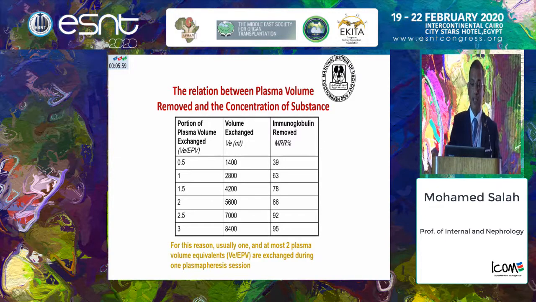The relationship between plasma volume removed and the concentration of substances: at 0.5 of plasma volume, with volume exchanges of around 1400 milliliter, you remove 39%. At 1 plasma volume, around 63%, 1.5 is 78%, and 2 is 86%, etc. And for this reason, usually 1, at most 2, plasma volume equivalents are exchanged during 1 plasmapheresis session, because at these levels you can take from 60 something to almost 85% of the desired removal.